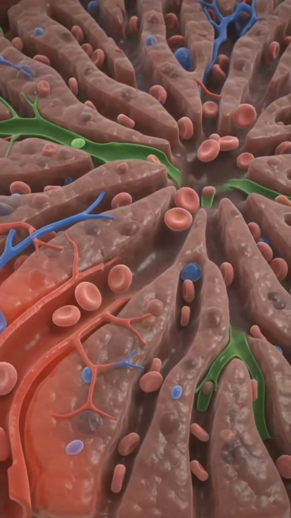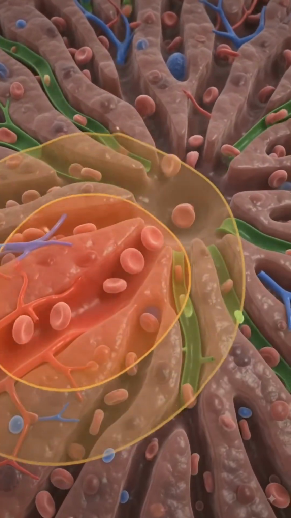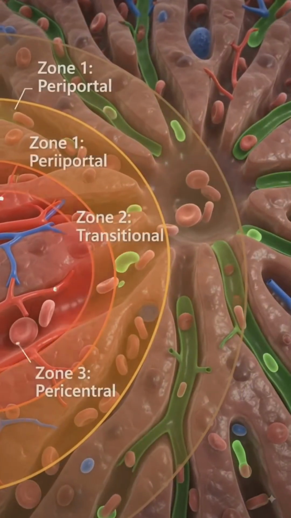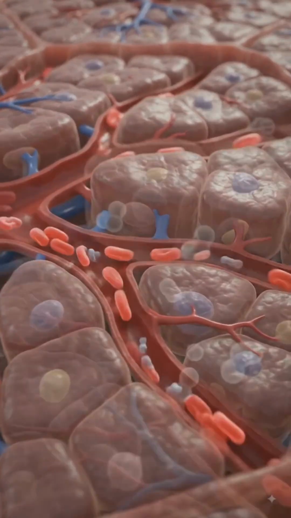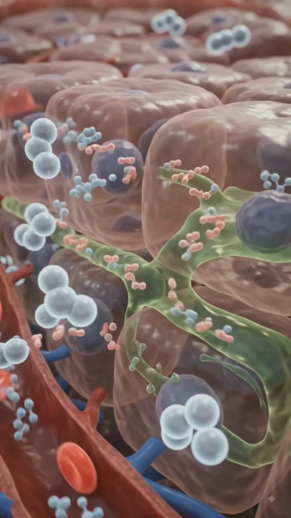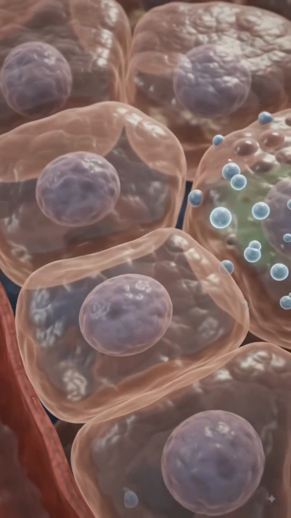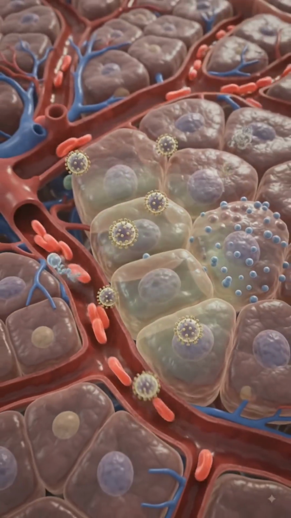Proximity to the portal triad creates vital gradients. Zone 1 receives the most oxygen. Zone 3 is the least oxygenated. Welcome to Zone 1 of the liver acinus, the periportal region. Rich in oxygen, it drives glucose production, and is highly vulnerable to hepatitis and toxins requiring high oxygen.